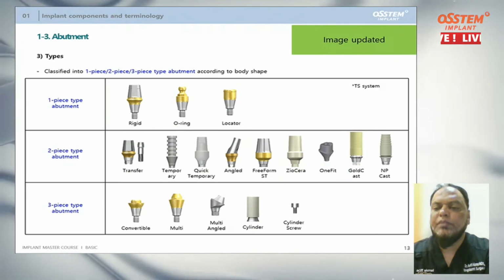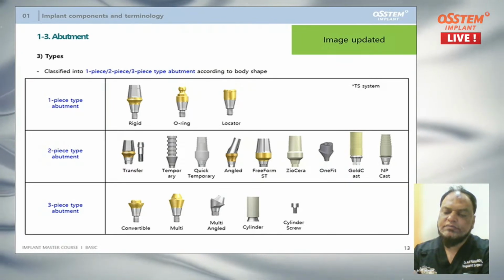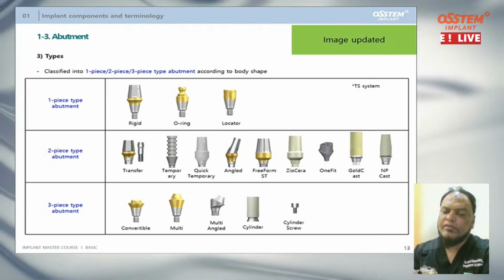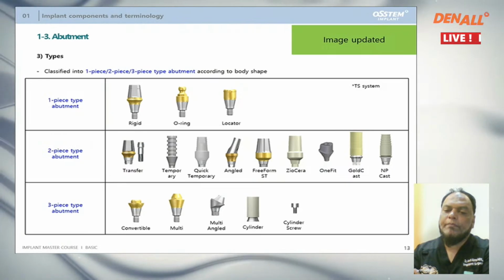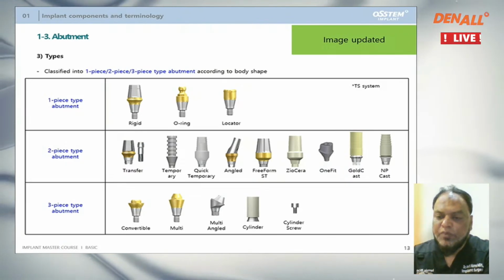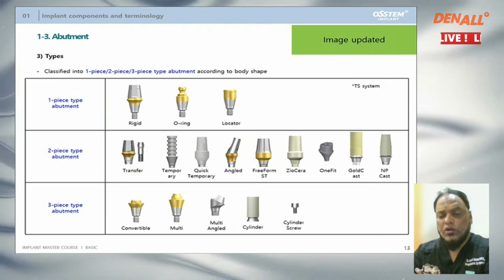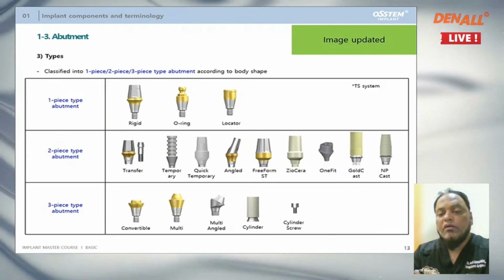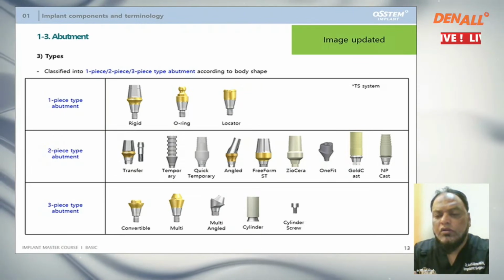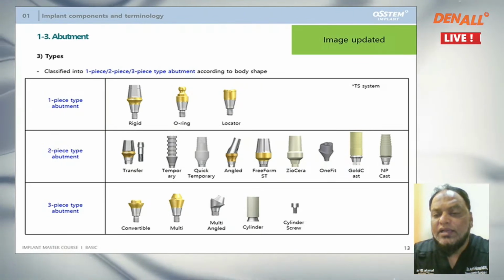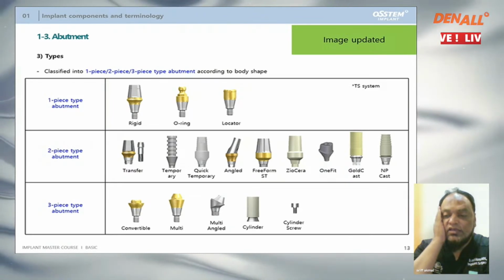So, seeing is believing. The same principle, I follow it. I never do flapless surgeries. I always do the surgeries with a flap. I want to visualize the bone. I want to see how the bone is, and I want to see where the implant is going. Is the angulation correct? If you don't open the flap, you are not aware of where exactly the implant is going. Something similar happens in digital dentistry or guided surgery.